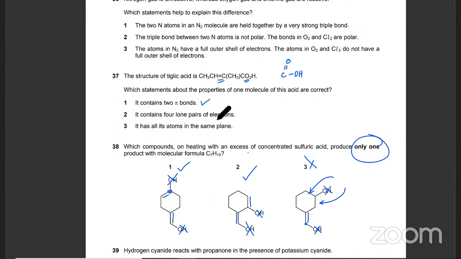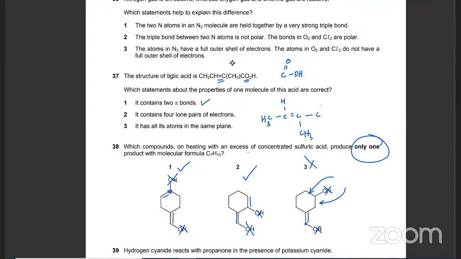It contains 4 lone pairs of electrons. Is that correct? Let me draw the whole molecule. Does carbon have lone pairs? Or do H atoms have lone pairs? Who has lone pairs? Oxygen. Carbon never has lone pairs. Carbon has 4 electrons, and normally all 4 of them get used up. So it's only oxygen that has lone pairs.